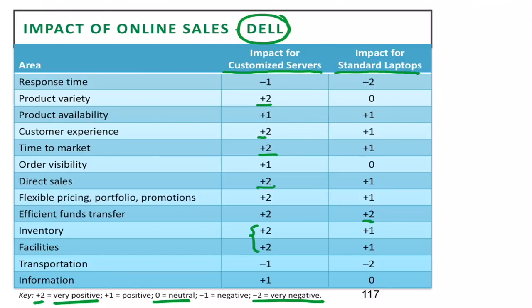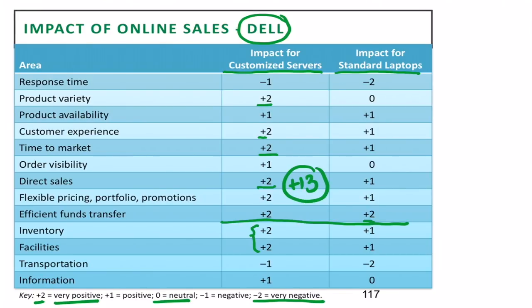So let's quickly add these points separately for customer service. For customized servers, we get +13 points, whereas for standard laptops, the total score is just +5. So a huge difference when it comes to customer service. And in terms of cost, we have +4 for customized servers, and the total is 0 for standard laptops. This makes sense. Selling standard laptops through a website may not be a great idea. It will be much better if they are sold through retail outlets or at places like Best Buy or Walmart or Target. That will be much better for something which is more standard.